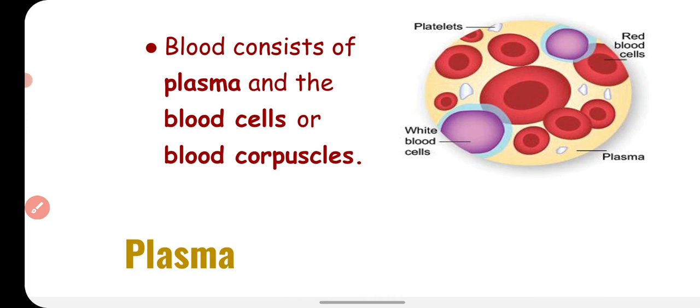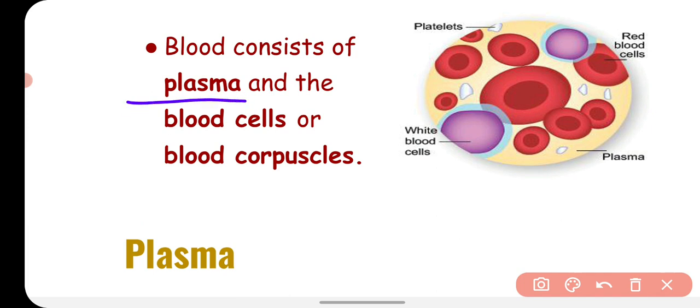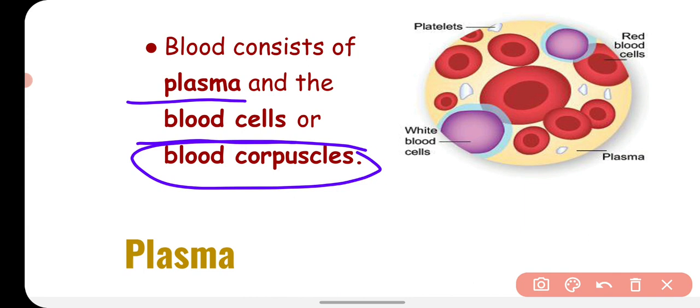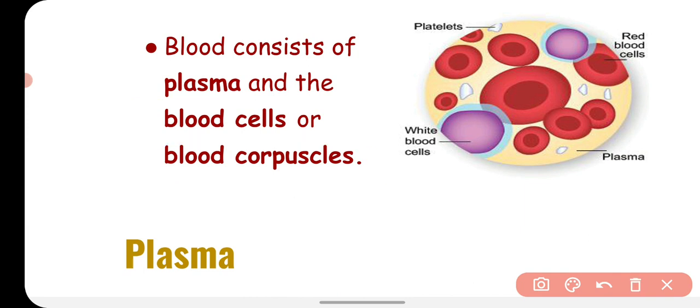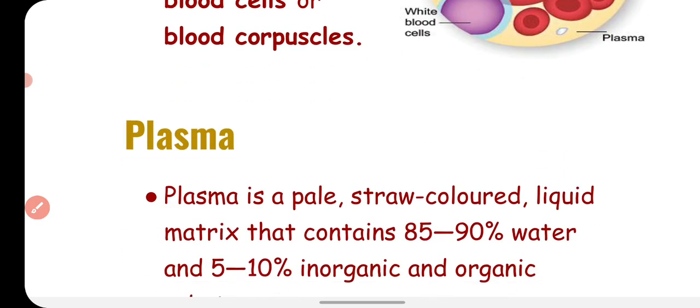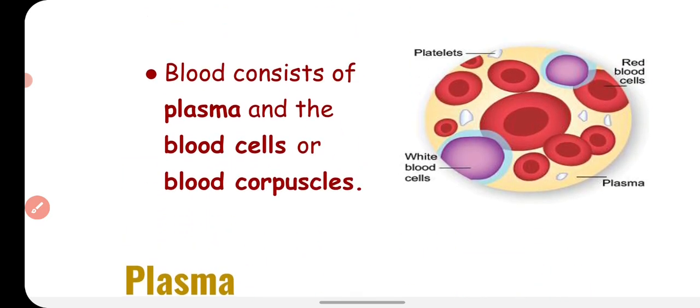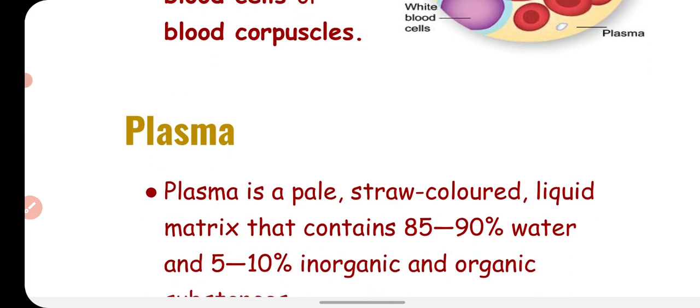Blood consists of plasma and the blood cells or blood corpuscles. If you talk about the composition of the blood, there are two main components: first is plasma and second is blood cells, also called blood corpuscles. You can see the yellow colored plasma in this diagram, and these are the cells. Now we will talk about the components of the blood, starting with plasma.